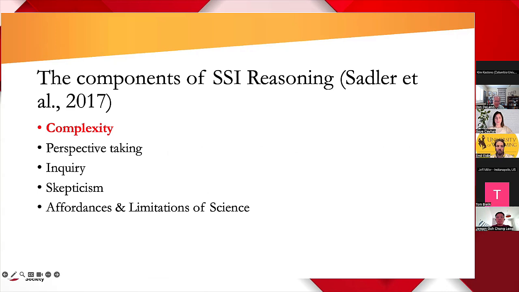As we said, the main goal of socio-scientific issues is to support students in making informed decisions. But it begs the question: how do I measure, how do I evaluate, an informed decision? For that, I'm basing on what I think is a very useful framework by Sadler and colleagues, identifying five components of socio-scientific issues reasoning, or how we reason about socio-scientific issues to make informed decisions.